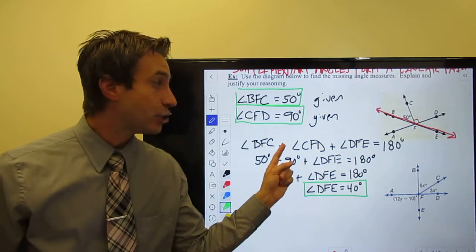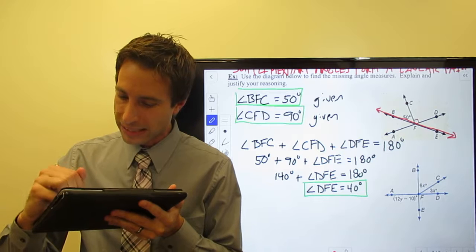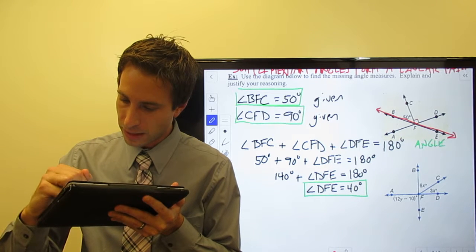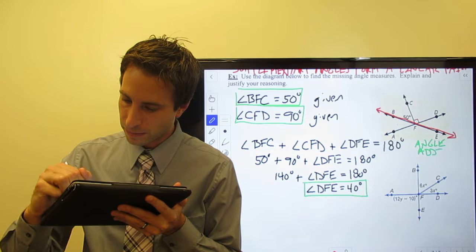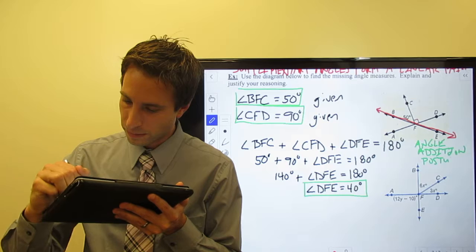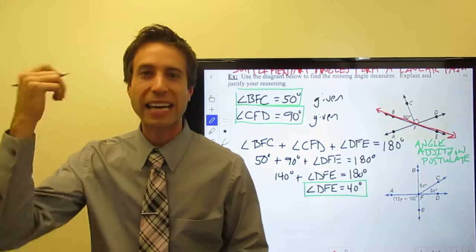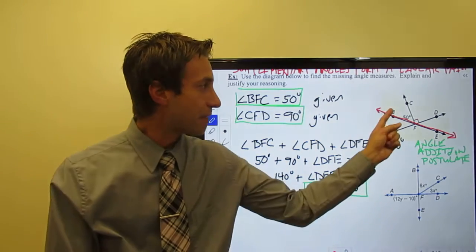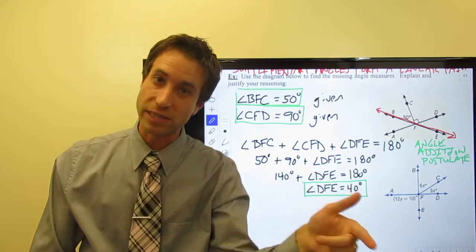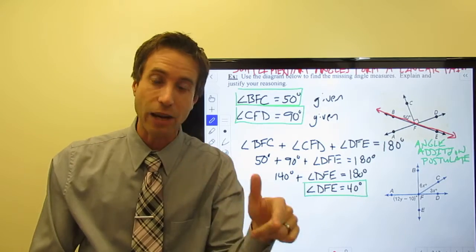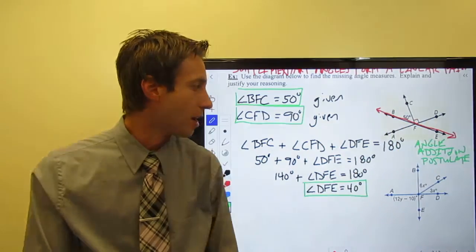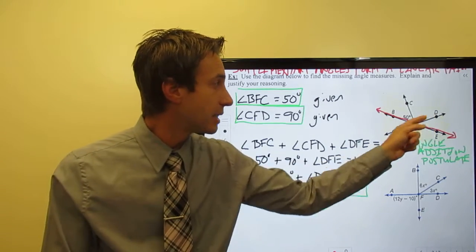Now, how did I do that? Again, that is the angle addition postulate. You should remember that angle addition postulate. We learned that back in a previous chapter and section. If I sum together those smaller angles, they'll all sum together to give me the sum of the larger angle, right? Add them together. So anyway, there's DFE.